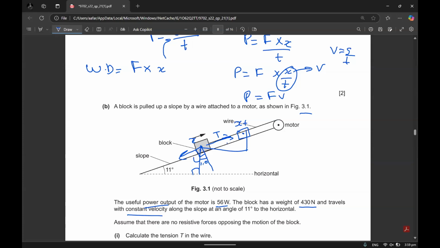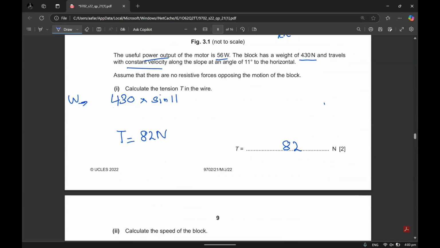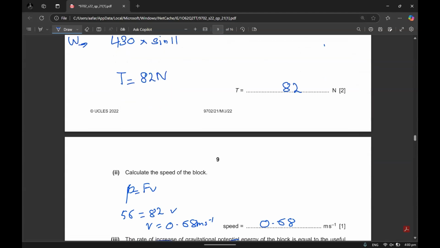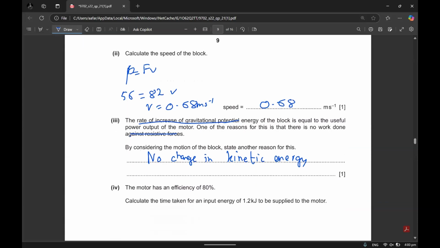The energy over here can go into two forms. It can either go into GPE or it can go into kinetic energy. But since its velocity is constant throughout the journey, its kinetic energy is not changing. So basically, all the energy is going into the gravitational potential energy. So we can add that there is no change in kinetic energy. Hence, the rate of change will be equal to gravitational potential energy.